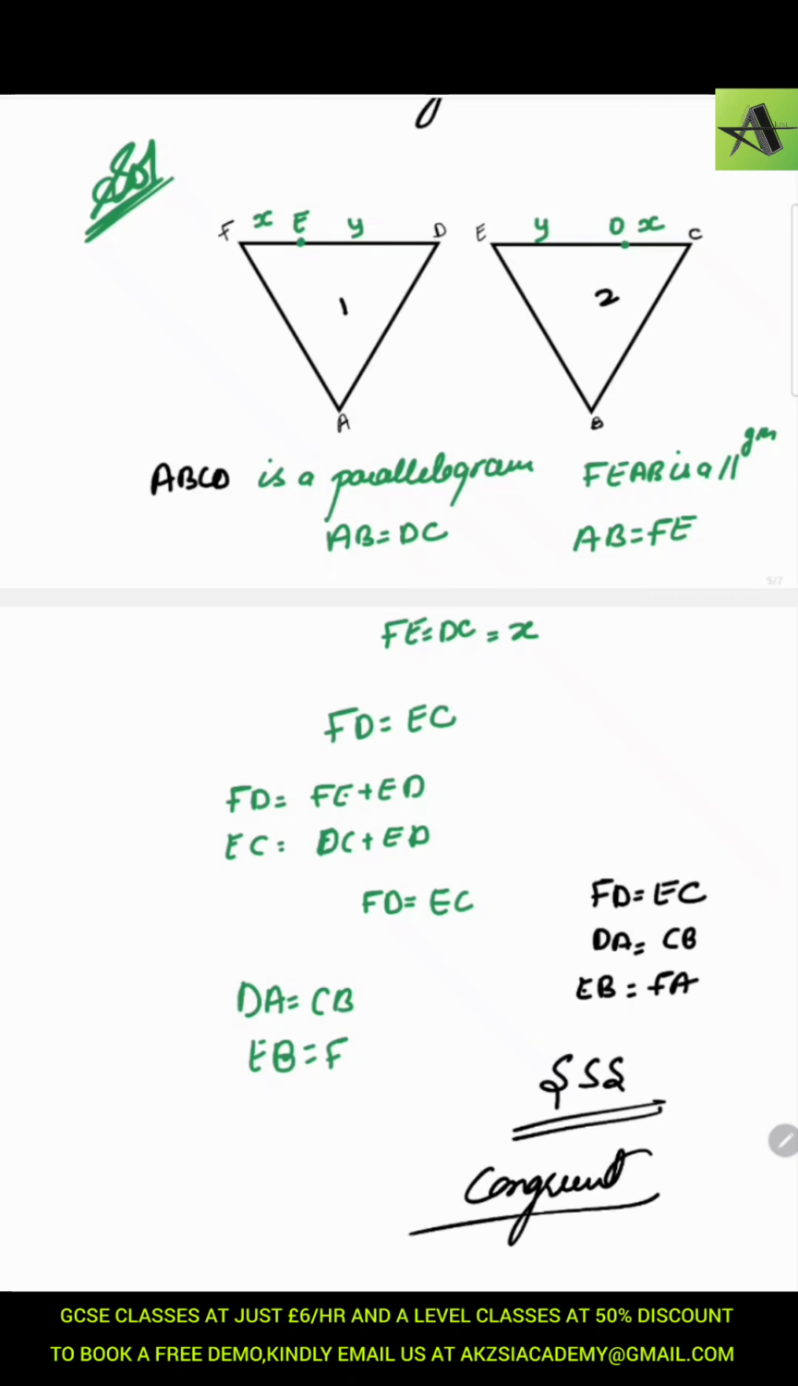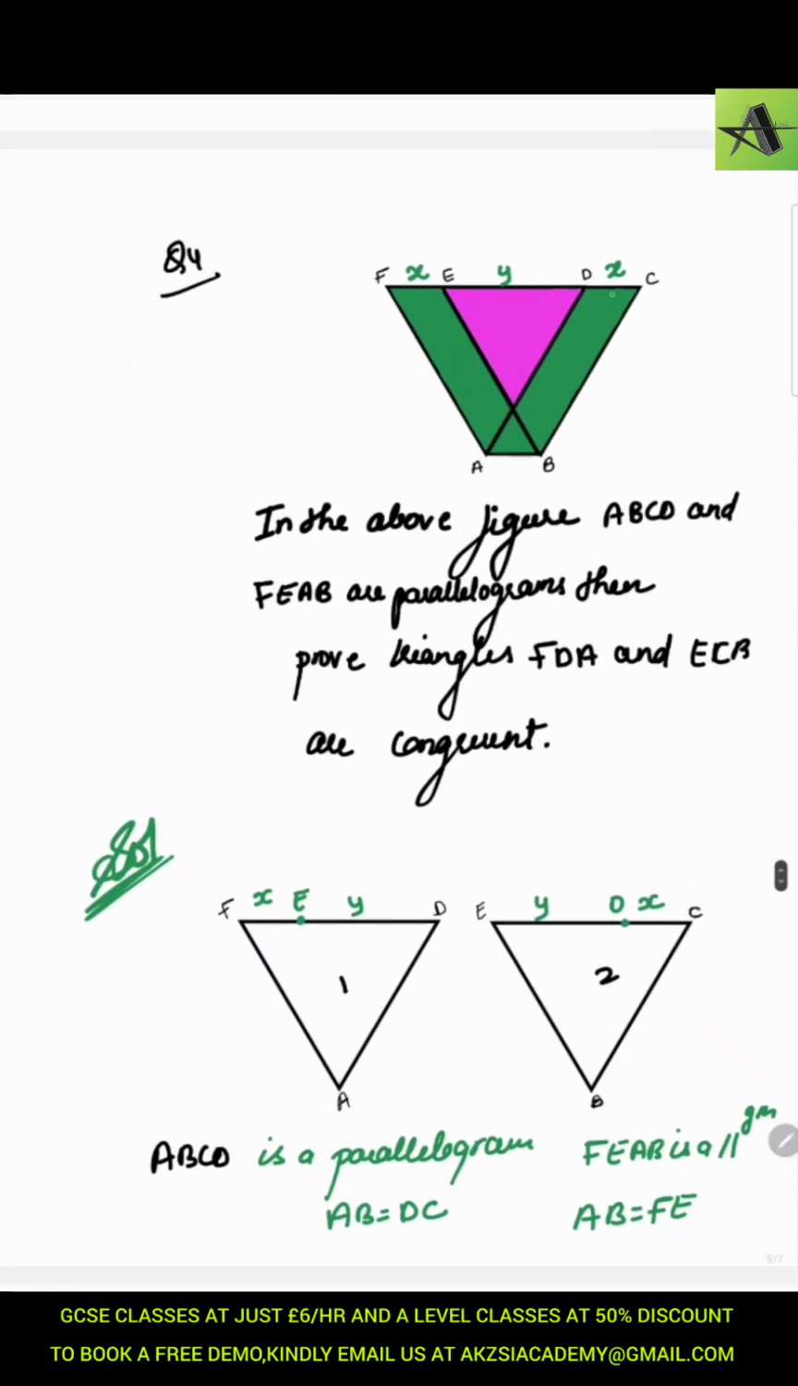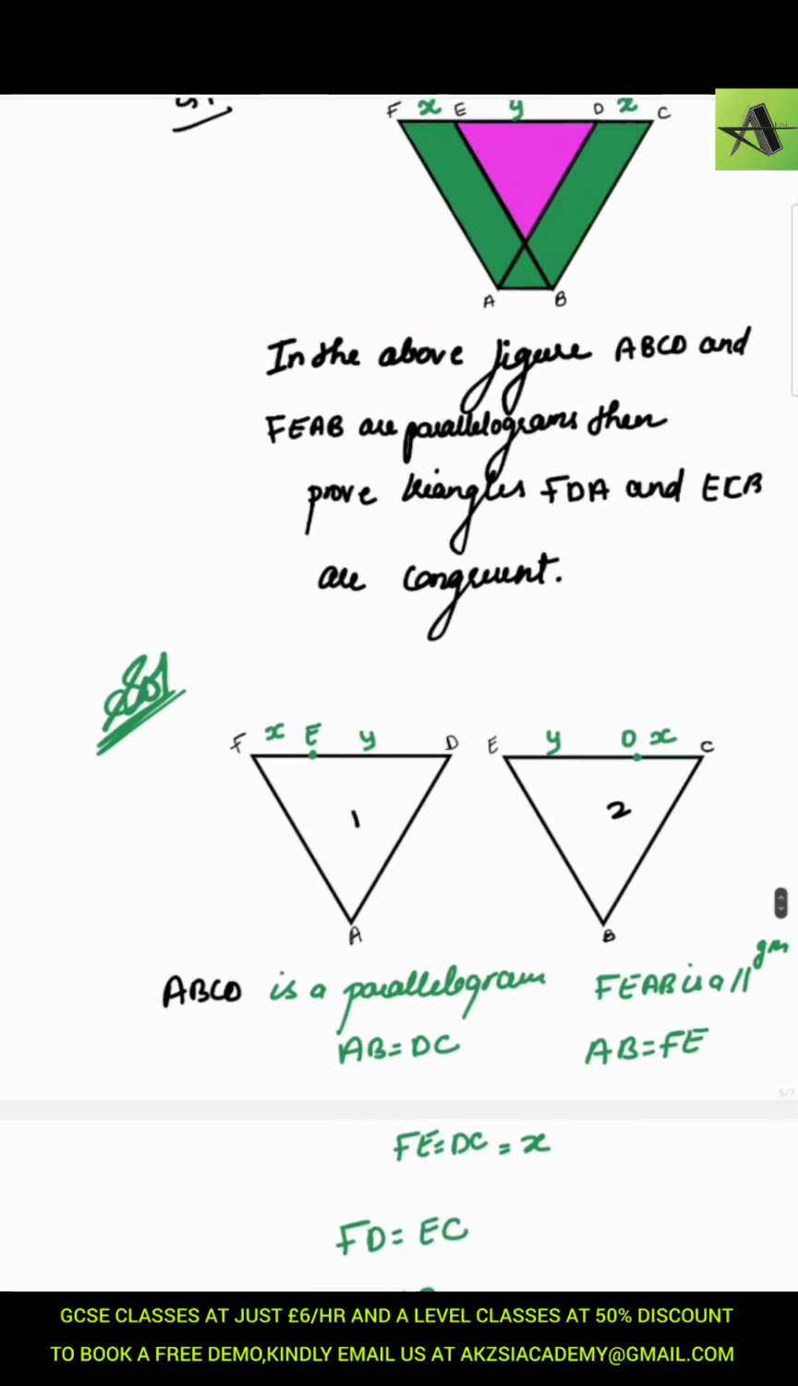Even by angles we can prove it. I can prove that this angle equals this angle because these two are parallel lines and this is a transversal. So by corresponding angles, they are equal. Similarly, this one and this one are equal. But by sides also we can prove it. So by sides, it's congruent.